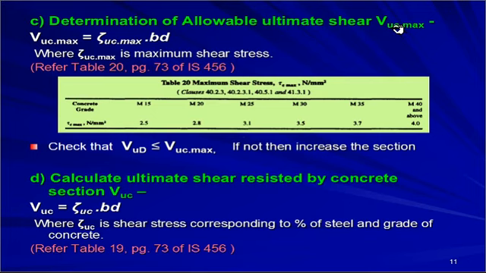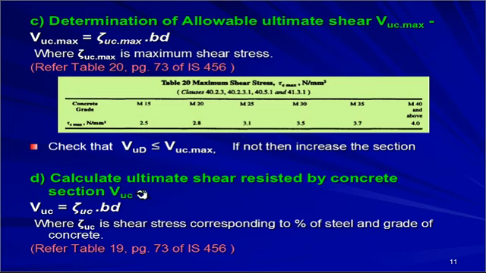Well, the next step, C, is determination of allowable ultimate shear V_uc max. It is necessary to check that V_uD must be less than or equal to V_u max, otherwise it is necessary to increase the section. Now how do you get this V_u max? V_u max is nothing but tau_uc max into b d, and the tau_uc max values are given in the IS code on page number 73, table number 20. In this table you will find that as the grade of concrete increases, the value of tau_uc max also increases. The values are given in Newton per mm square. Well, and if the check is not satisfied, then you have to increase the section.